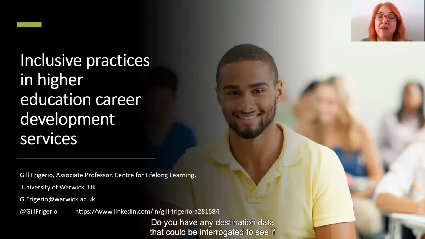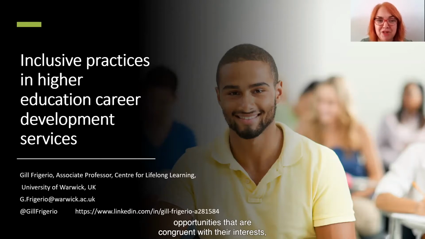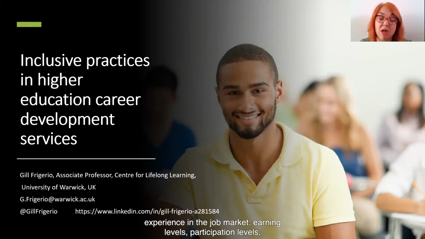Do you have any destination data that could be interrogated to see if particular groups of students are more likely or less likely to progress to job opportunities that are congruent with their interests, their choices, or categorised as positive in some other way? You can then compare this with regionally or nationally available data about disadvantages that particular groups may experience in the job market. Earning levels, participation levels, and reported perceptions of disadvantage may all be available to you as secondary data. Building that case is a useful starting point.